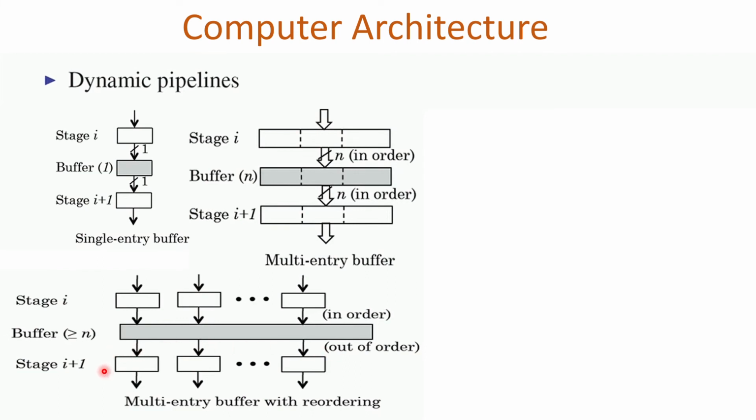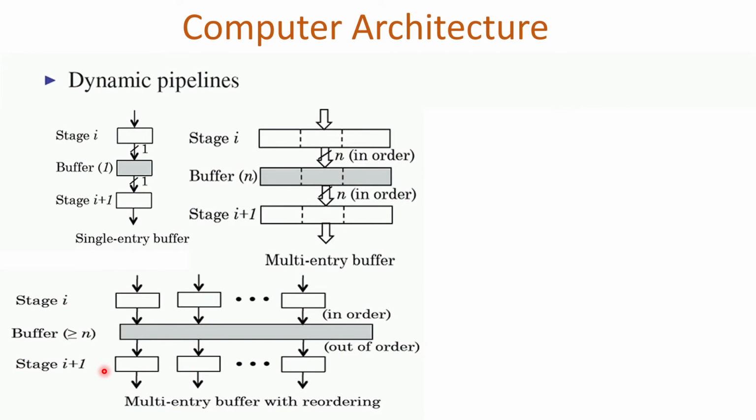Out of order in the sense that the exact order that we had in the previous stage will not be maintained over here, because some instruction was independent and that's why it executed first. So stages which are free because of some stalling or bubble can be used for the independent instructions. This particular situation is what we call a multi-entry buffer with reordering.